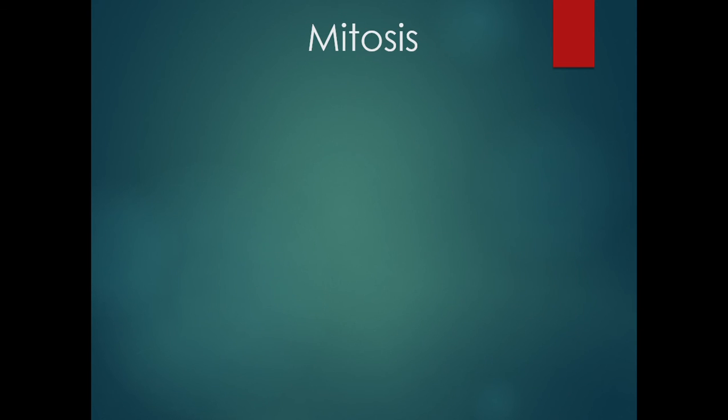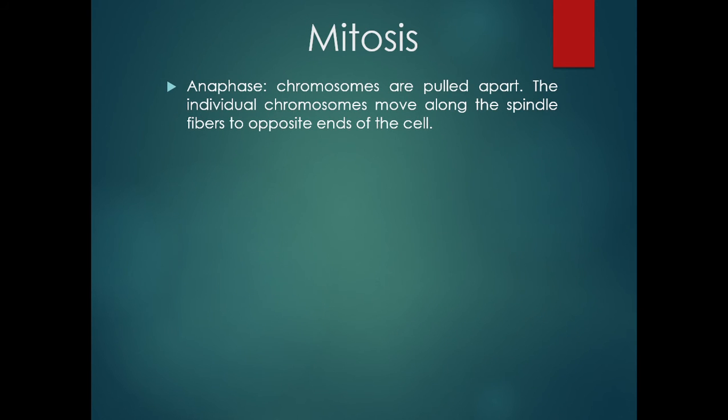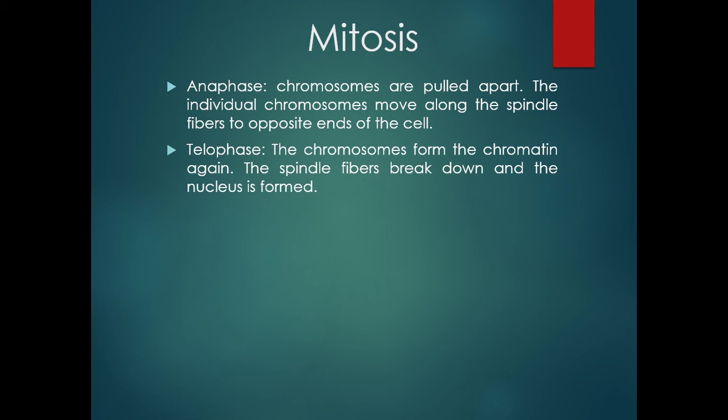Let's continue. So we have the anaphase and chromosomes are pulled apart. The individual chromosomes move along the spindle fibers to opposite ends of the cell. We have the telophase. The chromosomes form the chromatin again, and the spindle fibers break down and the nucleus is formed.